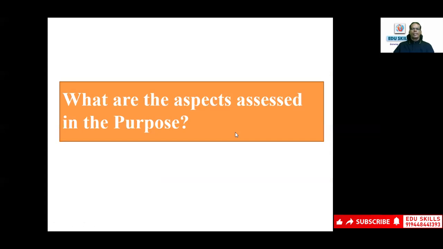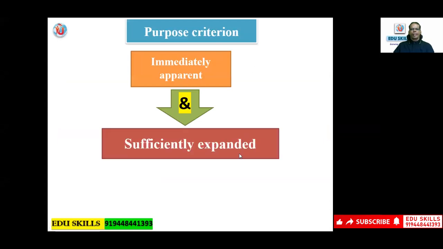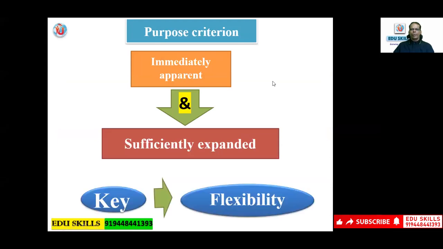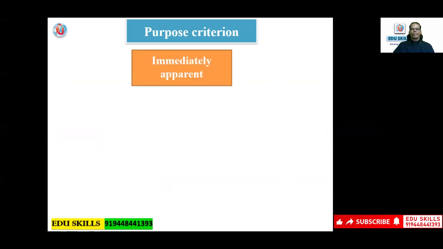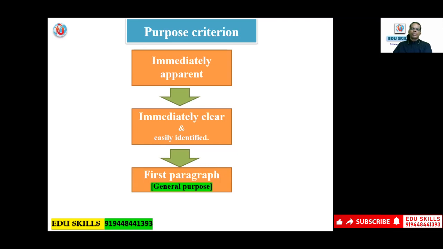Okay. So what are the aspects assessed in the purpose or in the introductory statement? Purpose criterion, as I told you: immediately apparent and sufficiently expanded. But the key, I am highlighting this, is not to memorize something but flexibility. Learn how to adapt to situations. You don't know what situation and what type of letter you are going to get during the exam. Purpose criterion: immediately apparent, immediately clear and easily identified. Immediately apparent means your purpose is immediately clear and easily identified. Easily identified means it is in the first paragraph.